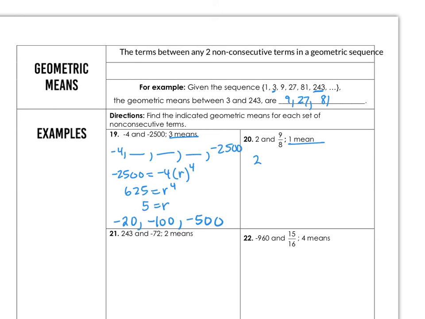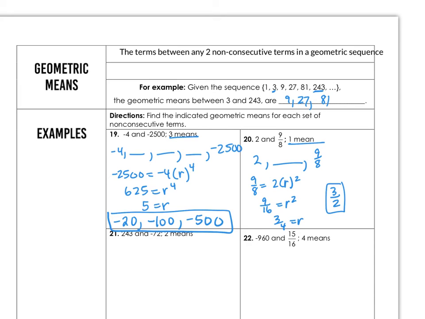Okay, so 2, and then there's a blank, and then there's 9/8. So we know 9/8 would be equal to 2 times r twice. So if we solve this equation, let's see, divide by 2, take the square root, that's 3/4. Alrighty, so that means I'm multiplying by 3/4, so that would just be 3/2 would be the missing piece.